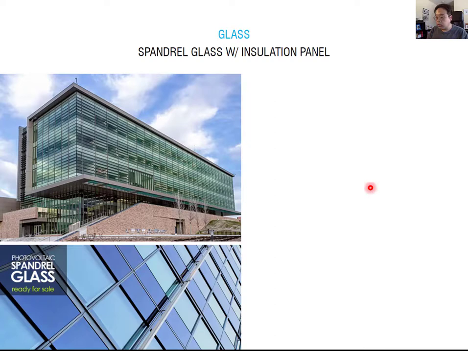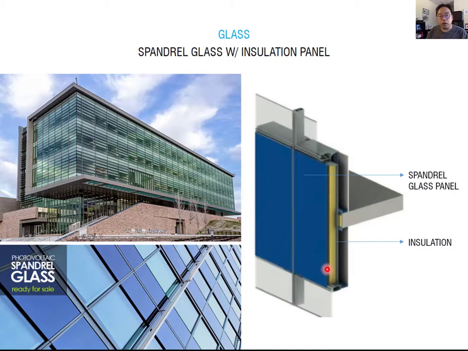So usually at the slab edge, this is spandrel glass, which is the opaque screen, coated by the factory. When you're making this spandrel glass, sometimes you want to protect this slab edge. You usually add insulation here, okay? But you don't want to expose the insulation outside. In this case, you can add this spandrel glass panel to hide all these different systems from outside.